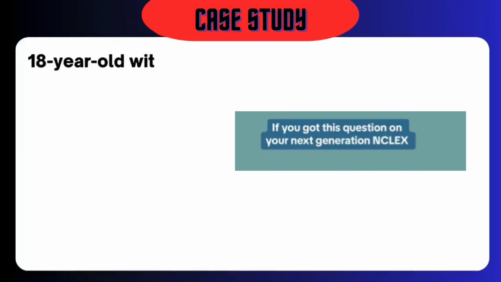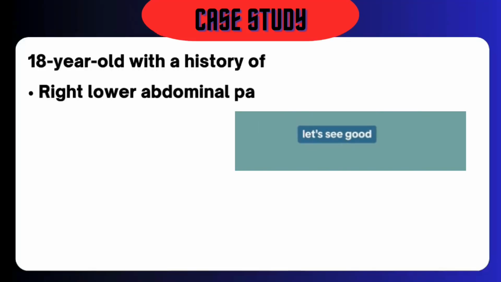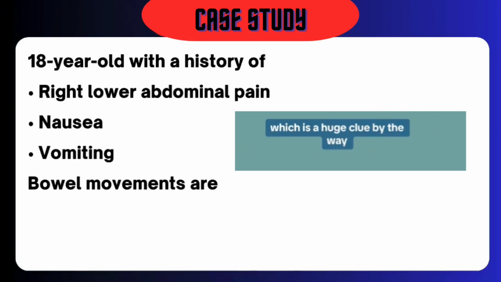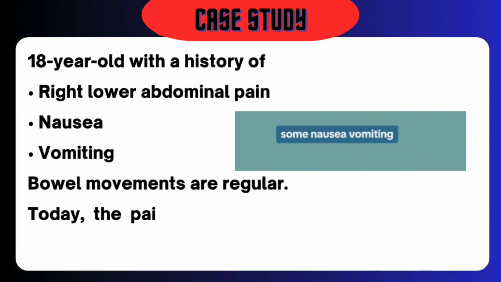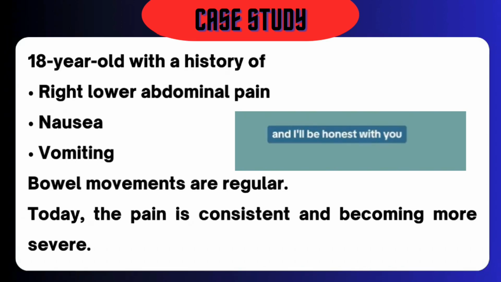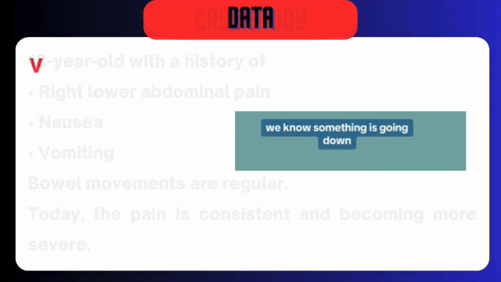If you got this question on your next generation of NCLEX, would you be able to piece it all together? Let's see. We got an 18-year-old female with right lower abdominal pain, which is a huge clue, by the way, some nausea, vomiting, and that pain is increasing. And I'll be honest with you, anytime I see in an NCLEX question that the pain is increasing, it is a massive flag for your girl. We know something is going down.